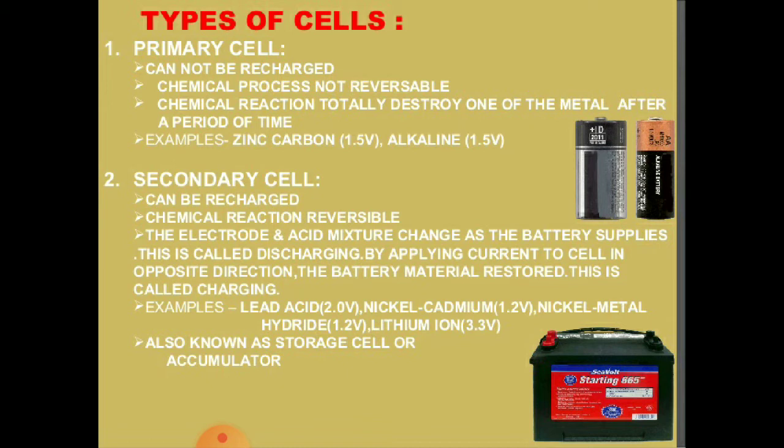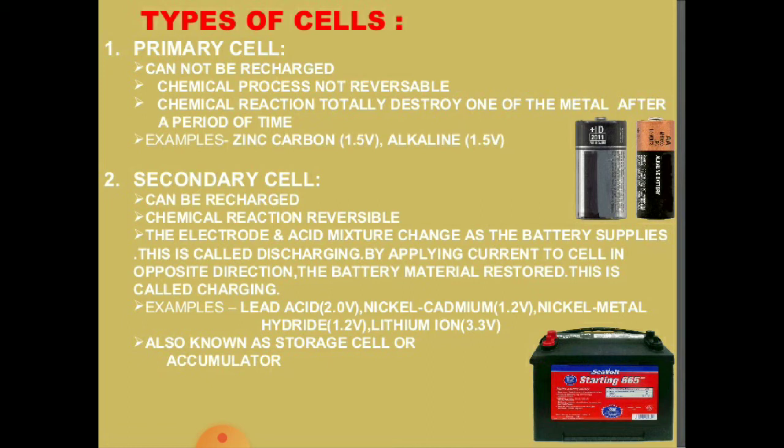And now come secondary cells. These are the cells which can be recharged once the chemical reaction completes, that is, once chemical energy is completely converted into electrical energy. The electrodes and the acid mixture change as the battery supplies electrical energy. As it gets discharged, by applying current to the cell in the reverse direction, the battery can be restored, and that is why it is called a rechargeable battery.